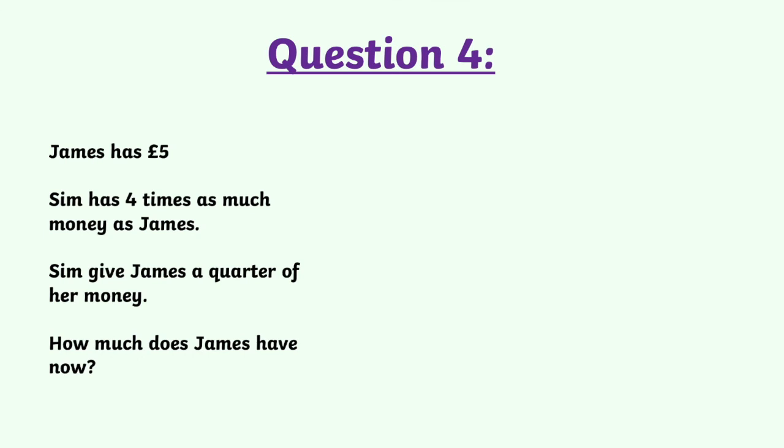Okay, last question before our challenge. James has £5. Sim has 4 times as much money as James. Sim gives James a quarter of her money.